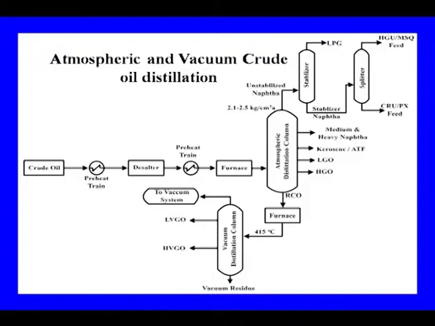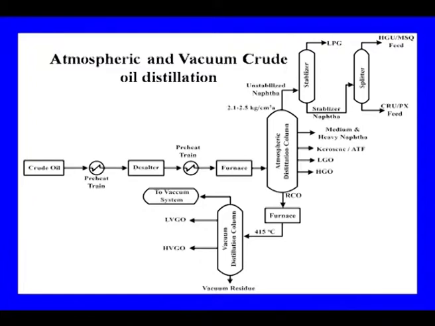This is the flow diagram of how the crude oil goes to the preheat train, the desalter, again preheating, and then to the furnace. After the furnace it goes to the atmospheric distillation column. From the atmospheric distillation column you get the unstable naphtha, then the stabilizer, and from the stabilizer the gases are separated and you get the light naphtha.